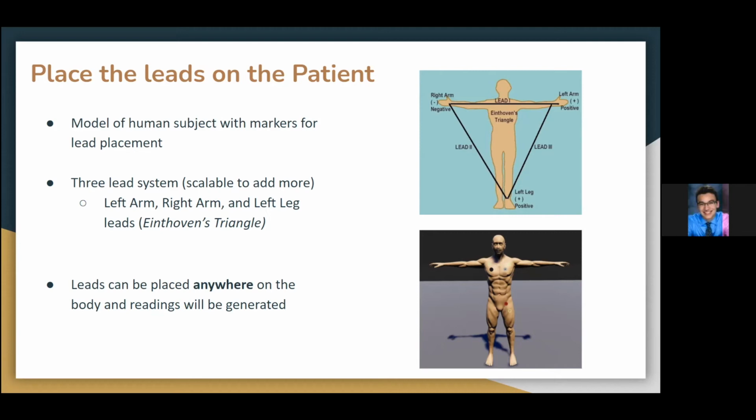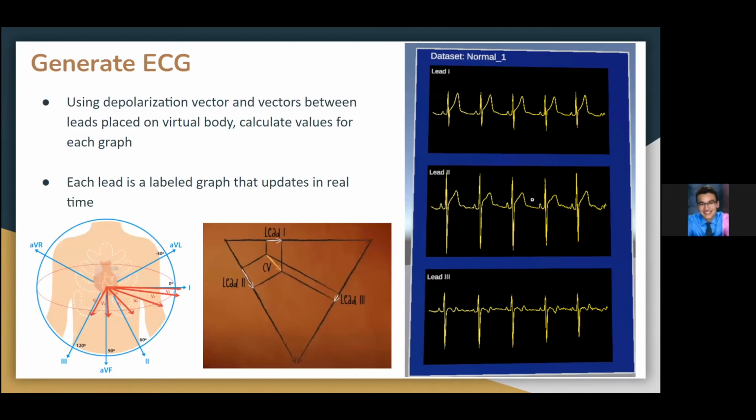So this 3-lead system that we've set up so far only uses 3 leads, the most important 3, with the ability to scale up to more. They are the left arm, right arm, and left leg leads, which, as we'll see in the next slide, form a structure called Einthoven's triangle, which is very important for doctors in the readouts of their ECGs. So if we could go to the next page, please.